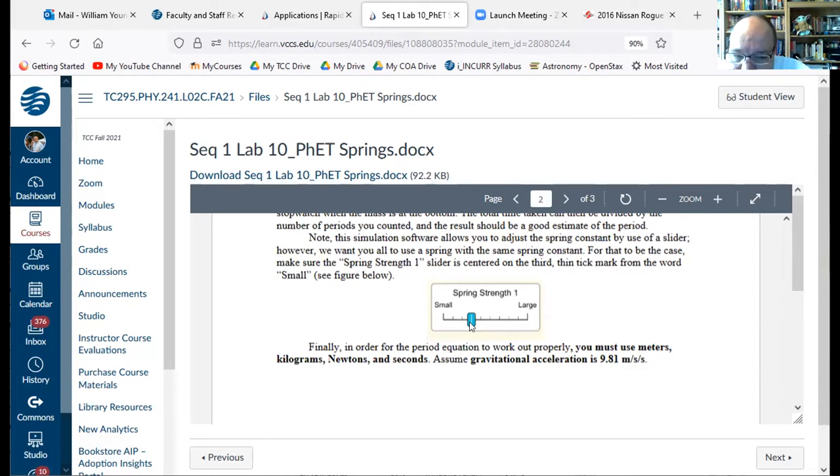And now this sentence right here is particularly important. I've had a lot of people get confused because they didn't listen to the sentence. So finally, in order for the period equation to work out properly, you must use meters, kilograms, newtons, and seconds. Assume gravitational acceleration. For some reason, it's saying 9.81. That's fine. I usually use 9.80, but 9.81 will be fine for this lab. The main thing is, notice they had newtons there. Okay, so I don't want anybody plotting in the static method mass versus stretch, because the spring constant is supposed to be in newtons per meter, not kilograms per meter.